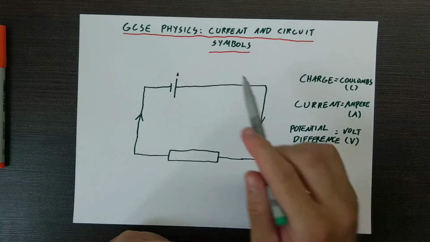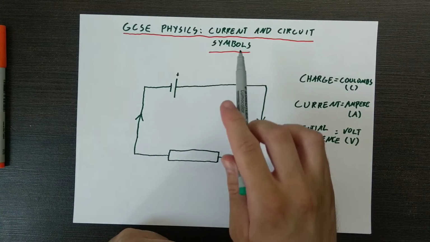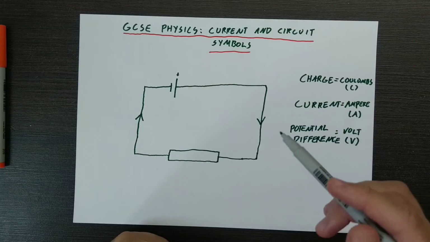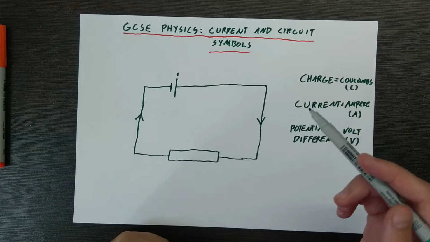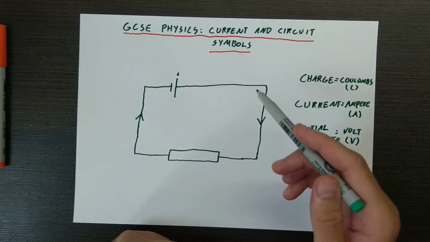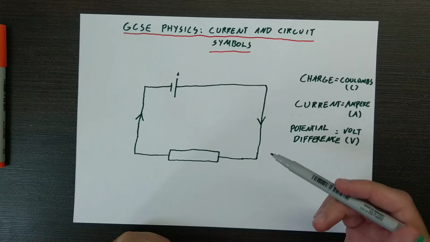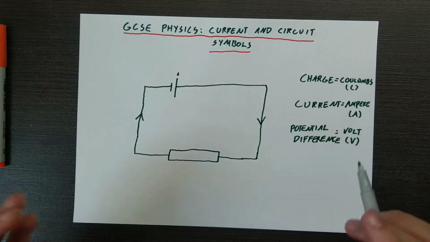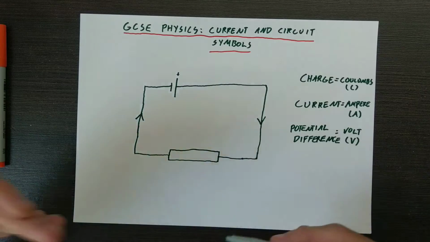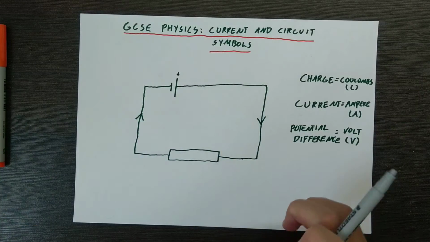Today we'll be looking at GCSE Physics current and circuit symbols. Now, this is an important topic because a big part of GCSE Physics will be all the electricity stuff. So this will give you a nice basis to sort of get into the whole electricity side of physics.